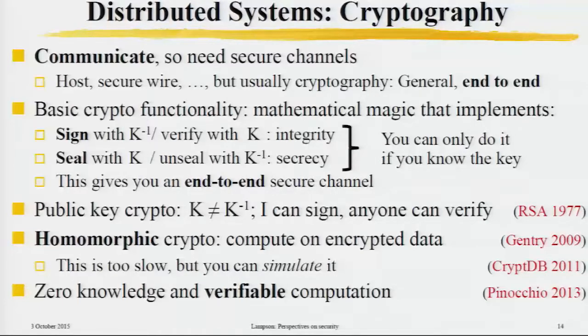In the mid-'70s, public key crypto was invented. The nice thing about public key crypto is that the two keys are different, so I can sign and anyone can verify. About 5 or 6 years ago, homomorphic crypto was first demonstrated to be practical, I won't say, but feasible. The idea of homomorphic crypto is that you can actually do computations on the encrypted data, so you don't have to trust the computing engine.